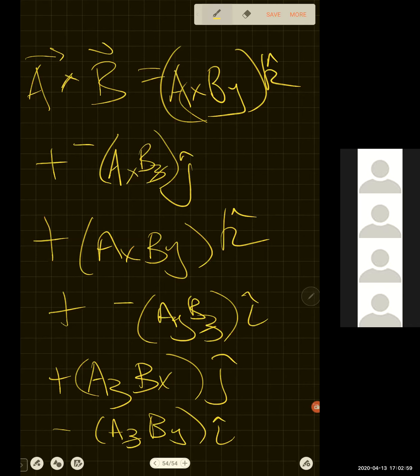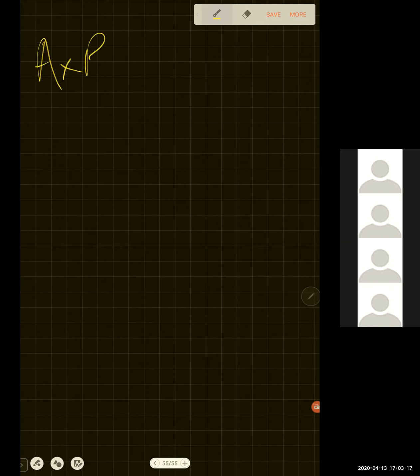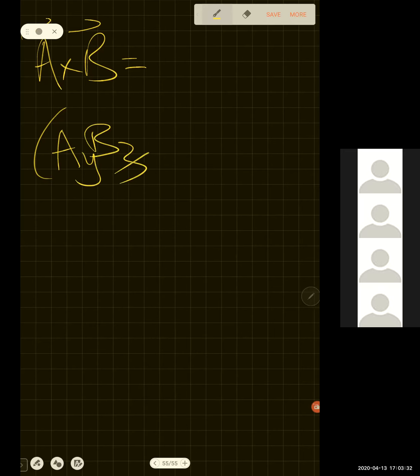It is a big mess, but look, it's six terms: two terms that have a J, two terms that have an I, two terms that have a K. The I, J, and K are like apples, oranges, and watermelons, or X, Ys, and Zs. I can combine like terms. In other words, in A cross B, if I combine all the I terms together, it's AYBZ minus AZBY. The two I terms look like each other inverted.